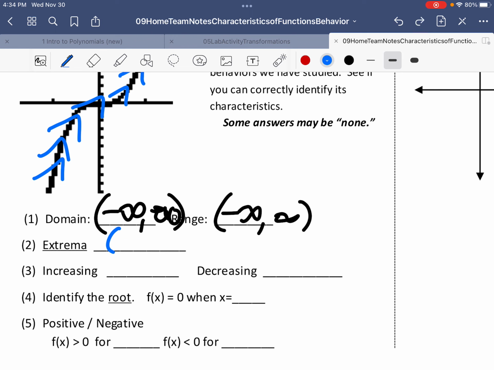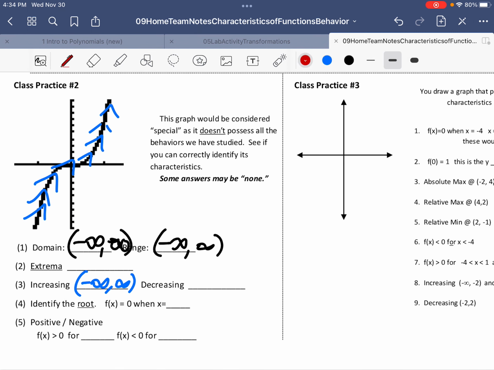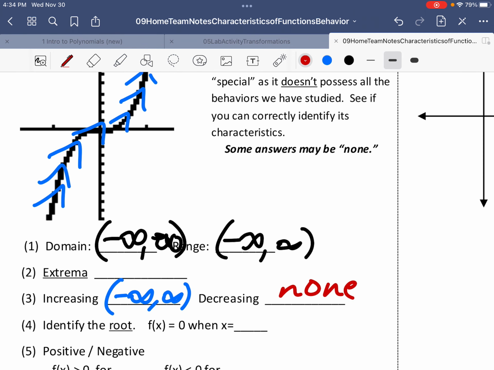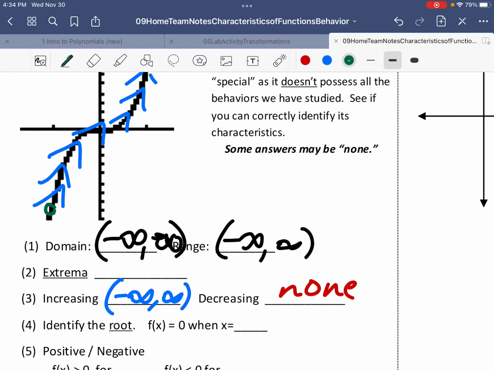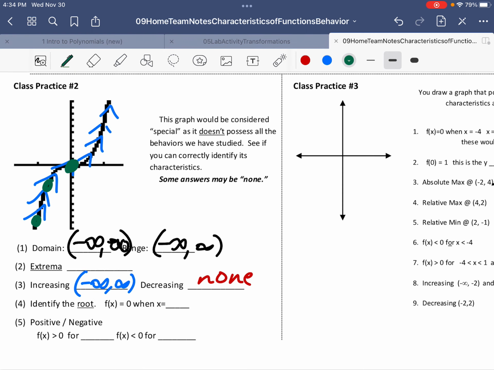Oh, wait. That's supposed to be the extrema, but I just talked about the increasing. Well, if it's increasing all the time, it's never decreasing. Again, don't tell me that this arrow right here means that it's decreasing. It's never decreasing. Speaking of never, there's no extrema. There's no point on this graph that represents a high point or a low point. This is not a high point or low point, neither is this, or even this point in the middle. There are no extrema on this graph. There's no high or low points.